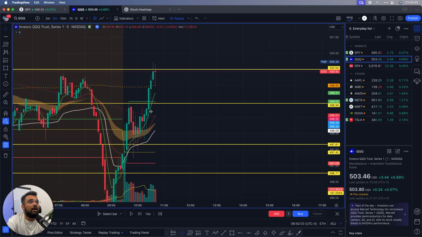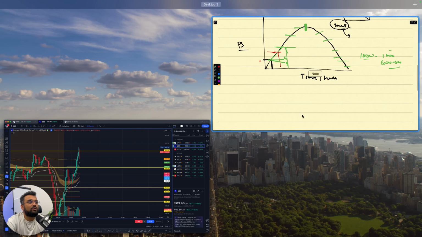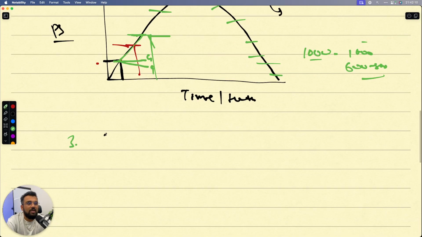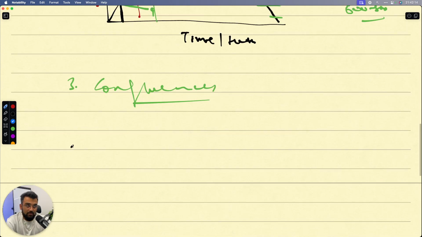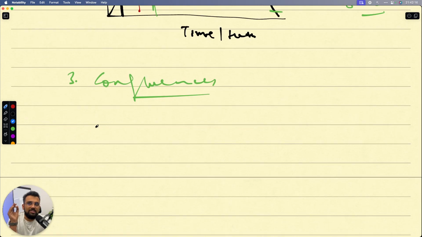Now, as I broke down before, I broke down dynamite levels, maybe on the other screen. Dynamite levels, 500 is a dynamite level, right? And also, I broke down a little bit of confluence. So let me just quickly go over confluence for you. What's confluence? Confluence, in simple words, means when there is more than one reason for you to jump into a trade, that's called confluence.